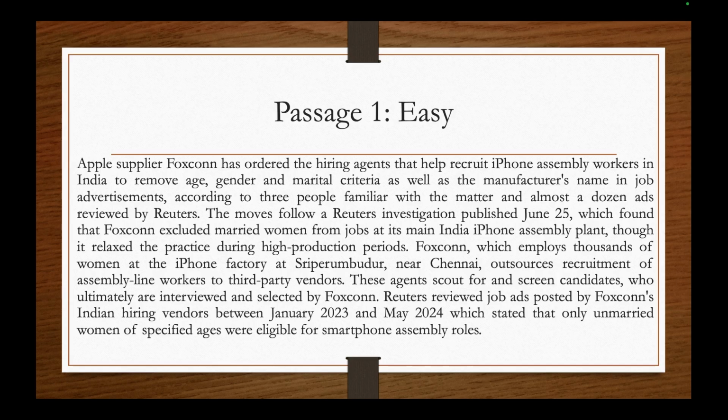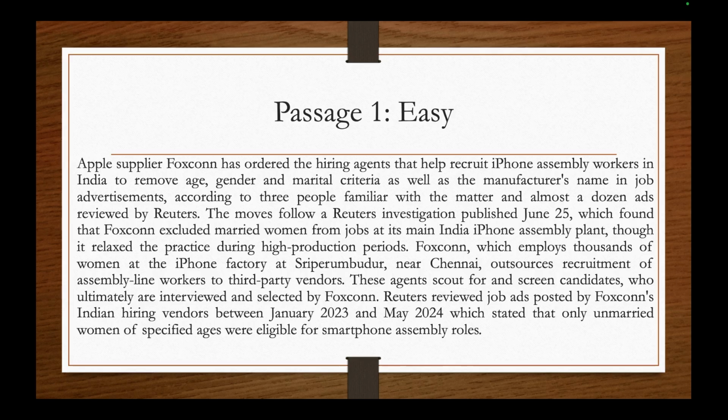Foxconn, which employs thousands of women at the iPhone factory at Sriperumbudur near Chennai, outsourced recruitment of assembly line workers to third party vendors. These agents scout for and screen candidates who ultimately are interviewed and selected by Foxconn. Reuters reviewed job ads posted by Foxconn's Indian hiring vendors between June 23 and May 24, which stated that only unmarried women of specified ages were eligible for smartphone assembly roles.